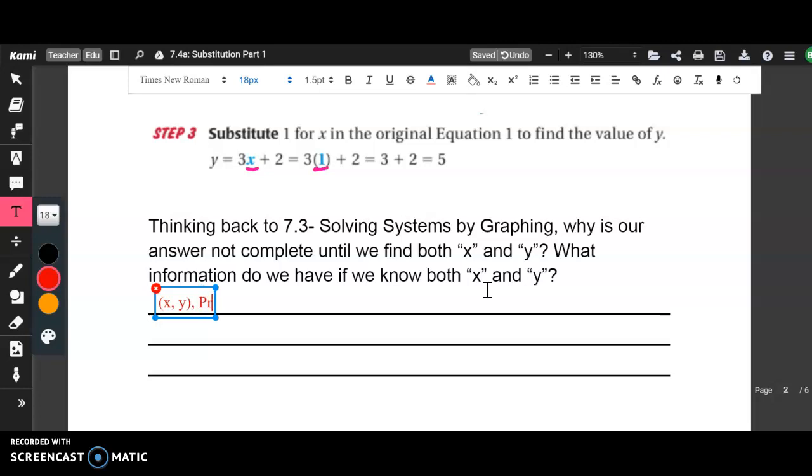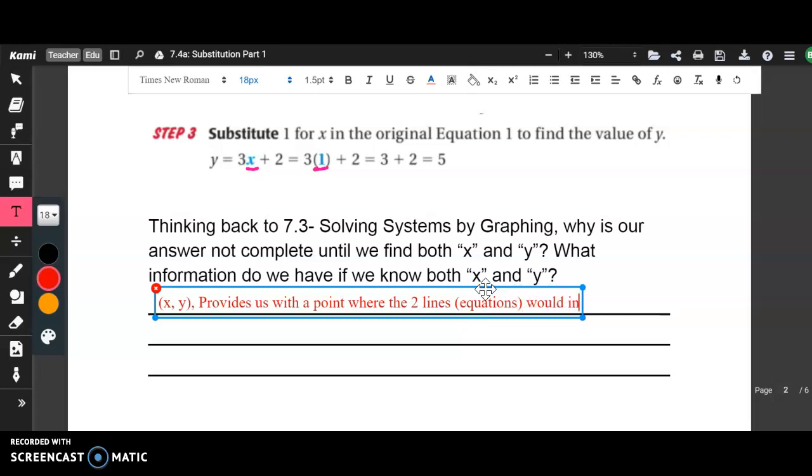So I'm going to write something like: it provides us with a point where the 2 lines, the two equations, would intersect, or cross each other.